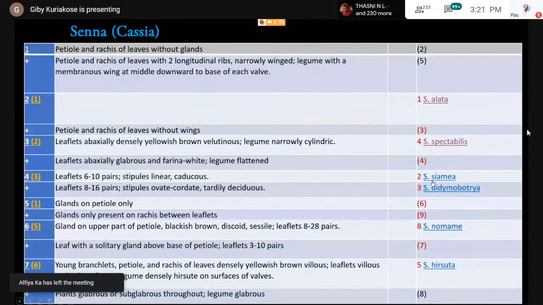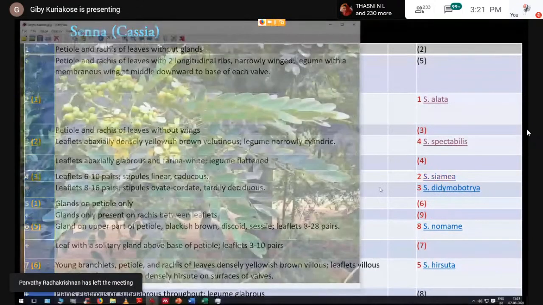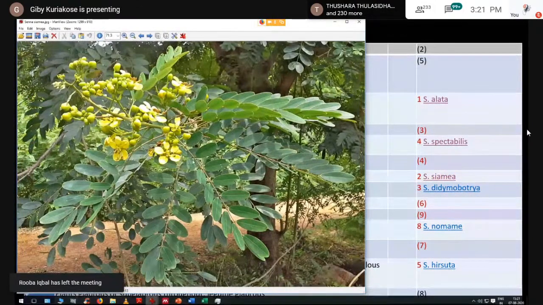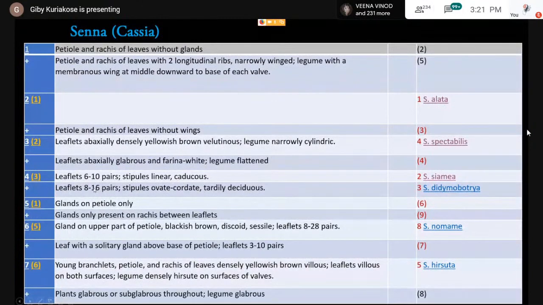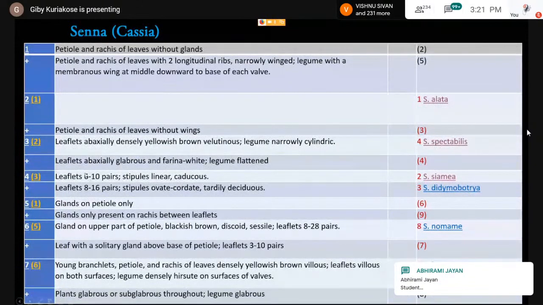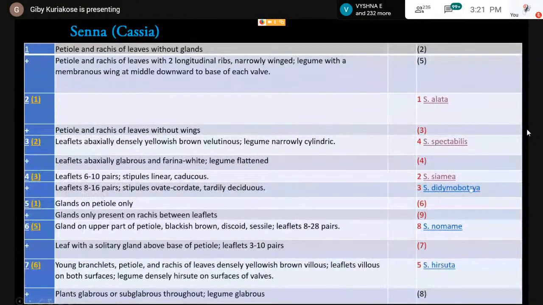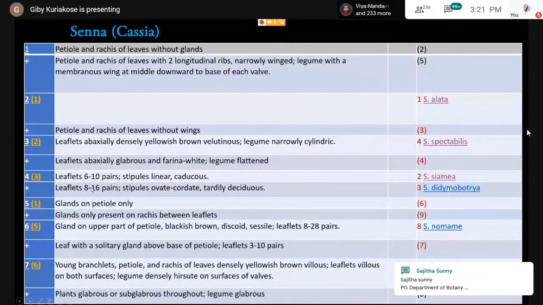And 4 deals with 2 plants, leaflets 6 to 10 pairs. Okay, Senna siamea, leaflets 6 to 10 pairs. Okay, then what is the other one? Leaflets 8 to 16 pairs. Some people may ask, sir, this 10 is also included here, then how can it be 9 and 10? If I get 9 or 10 and it is not Senna siamea, then what will I do? Since this variation is there, it can be any number between these two.